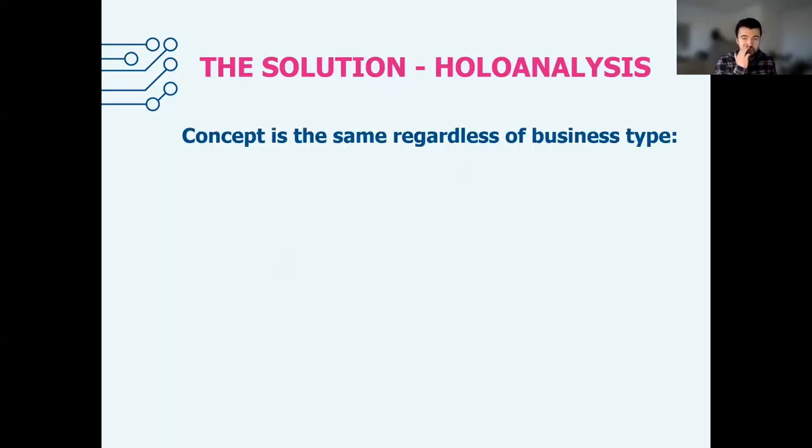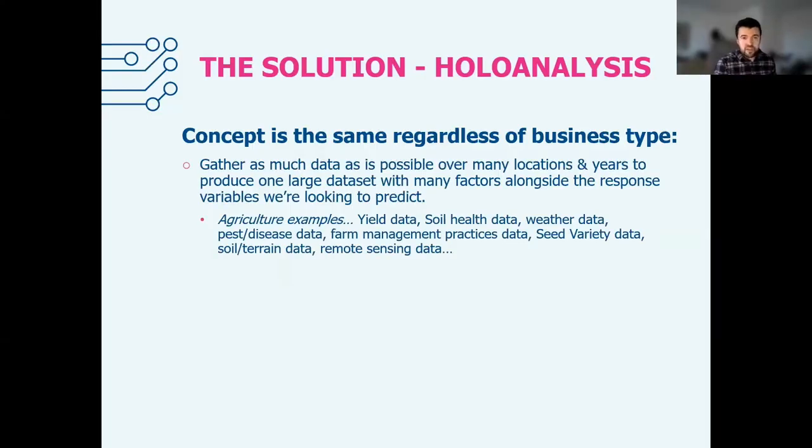So how do we go about accurately predicting the yield? Well, first things first, this is the same concept regardless of business type, but what we want to do is gather as much data as possible over as many locations and years to produce one large tabular data set with as many possible factors that might affect the agricultural yield as possible, along with results, yield values that we can then compare. So we produce a large historical data set with many independent variables alongside our dependent variable.